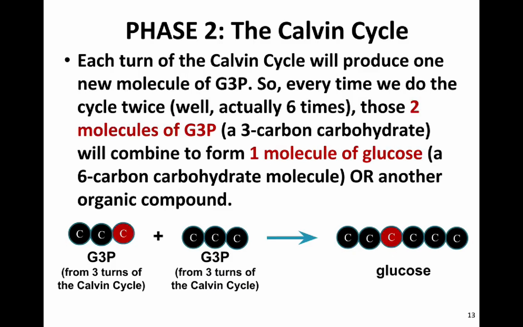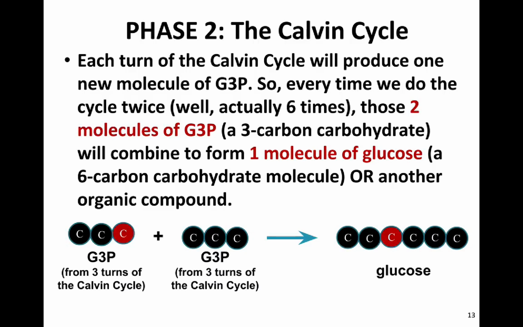And when we say that the Calvin cycle turns twice to make 1 molecule of glucose, in reality, it's turning 6 times. And that may seem confusing at first, but let me try and explain what that means. Each entering carbon dioxide molecule represents 1 turn of the cycle. And so we need 6 carbon dioxide molecules. They need to be incorporated into organic compounds in order for 1 full 6-carbon glucose molecule to be produced.